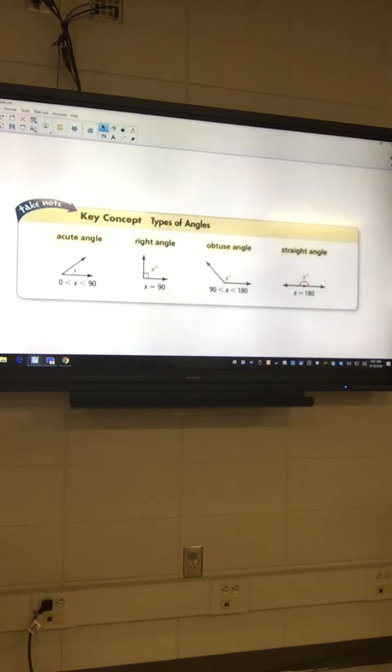Okay, so this is our vocabulary. It's very, very important. I'm going to hit you hard. Now, I put the notes on there, but eventually, by the end of the week, you should be able to look at an angle and know which type.